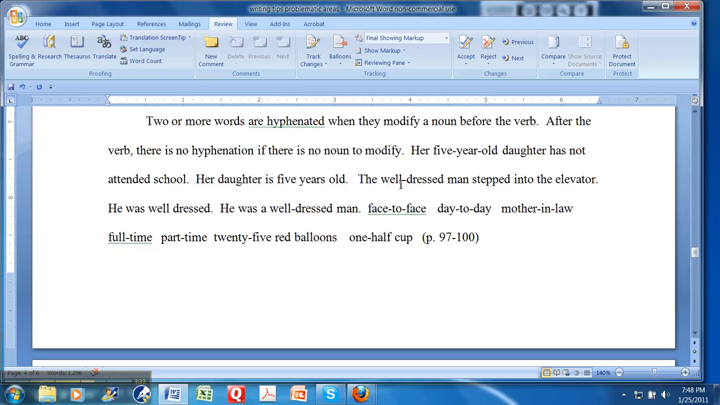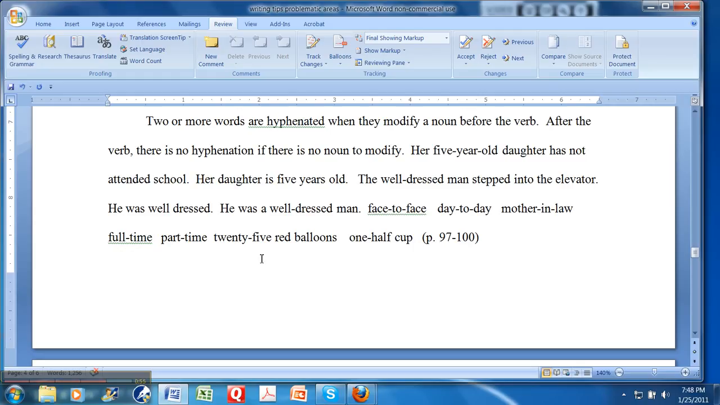In this one, I have the well-dressed man stepped into the elevator. So well-dressed is describing man, so these are hyphenated. But we can say he was well-dressed. No man here, so we don't hyphenate this. But we can say he was a well-dressed man. This is after the verb, but these 2 words are modifying man, so that's why that would be hyphenated. Here are some common ones that we use in our papers: face-to-face, day-to-day, mother-in-law, full-time, part-time.